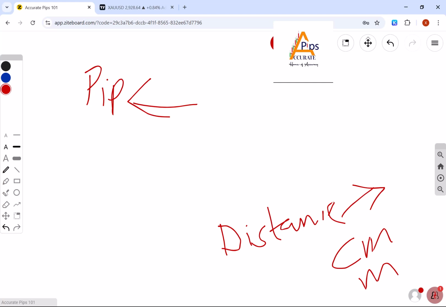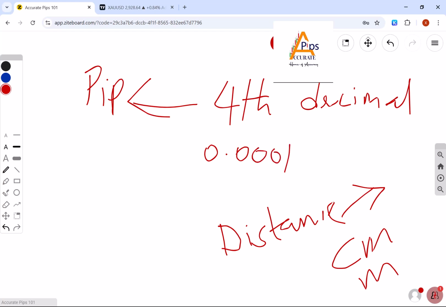Now, when we want to find a pip for the normal pairs, aside from the JPY pairs, all the other pairs, when we want to find their pip, we use the fourth decimal place. So let's say we have 0.0001. We will use the fourth decimal place in doing our pip calculation. Okay, so that is something you should put in mind.